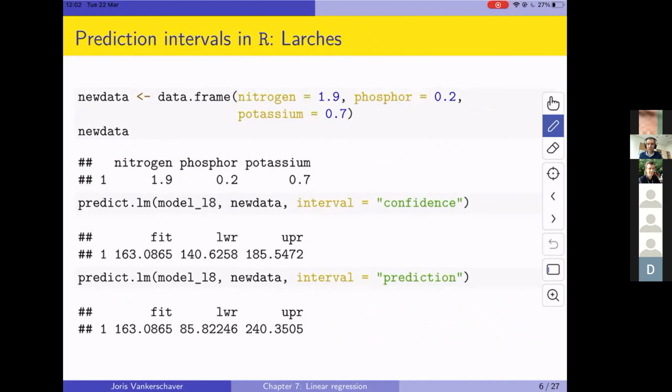And we can do the same thing for our Japanese larches. We make a data frame with those values. We ask for a confidence and a prediction interval. And here we see the same thing. The confidence interval, again, is more narrow than the prediction interval, which is a bit wider, but the predictions themselves are the same.